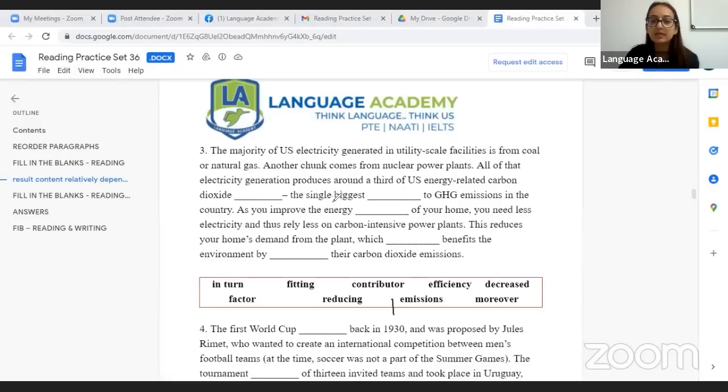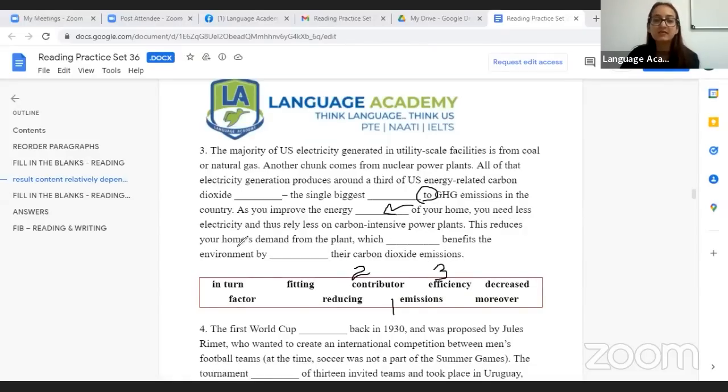The single biggest dash to GHG emissions, which means greenhouse gas emissions. This is the single biggest what? Single biggest contributor to means this contributes the maximum to the greenhouse gas emissions. As you improve the energy dash of your home, before of we need a noun. What noun do we have? We have energy efficiency, which is a term and also a noun: energy efficiency of your home.